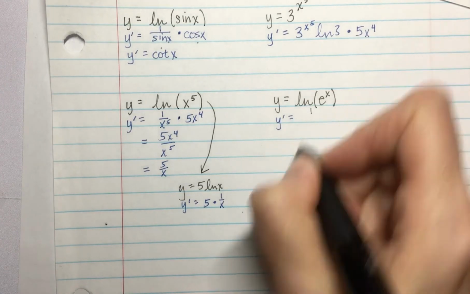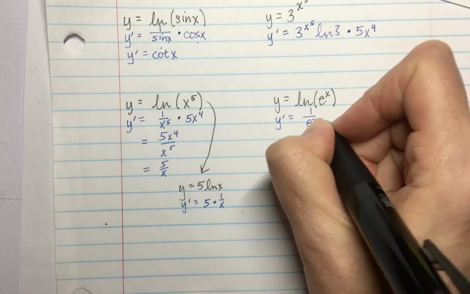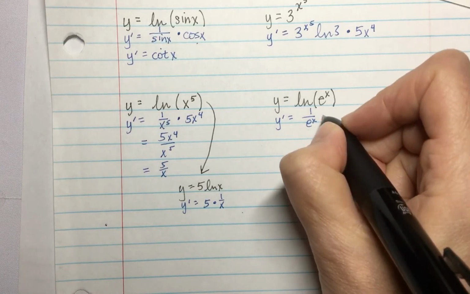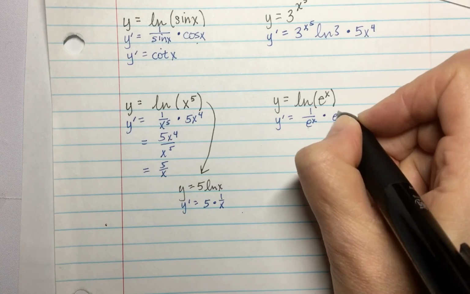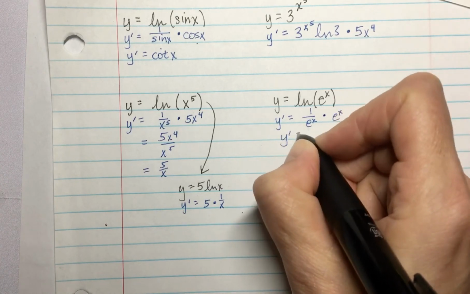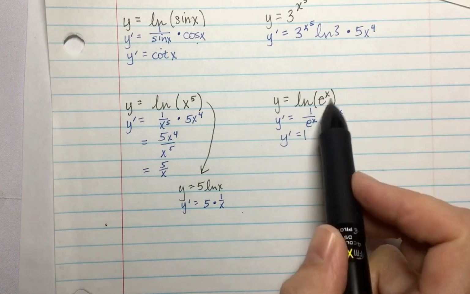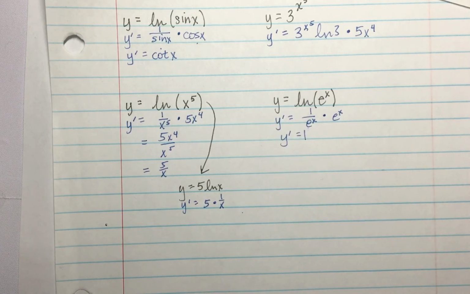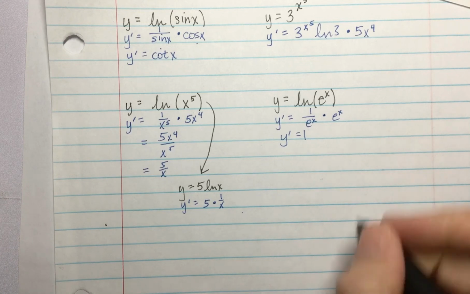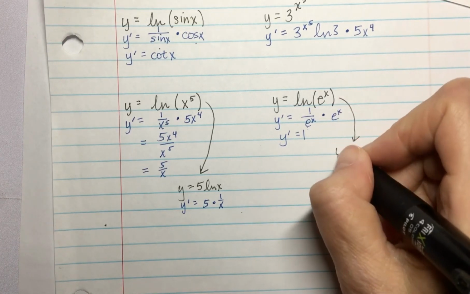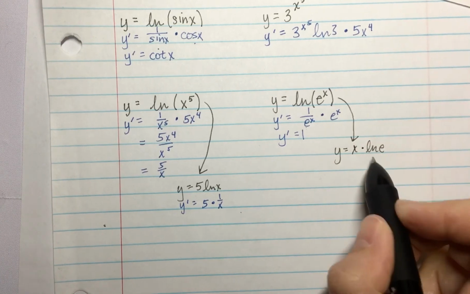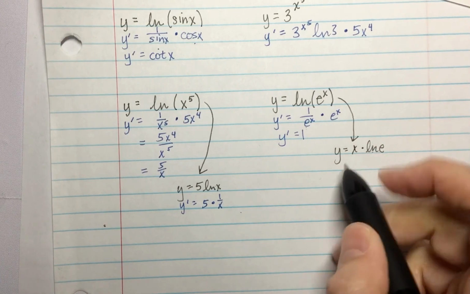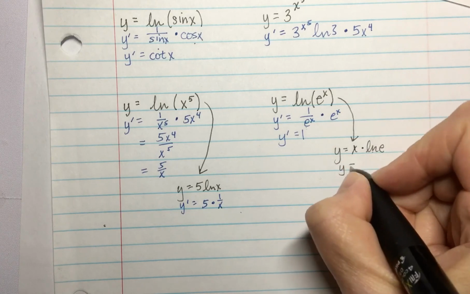So 1 over, keep the inside the same, e to the x, but then times the derivative of the inside. Derivative of the inside, derivative of e to the x is e to the x. Wait a second. y prime equals 1? How is that possible? This weird thing is just y equals 1? Well, you know those log rules I just mentioned? Let's use them. If we use log rules, we get x times the natural log of e. But the natural log of e is 1. So we just have y equals x times 1, or y equals x.